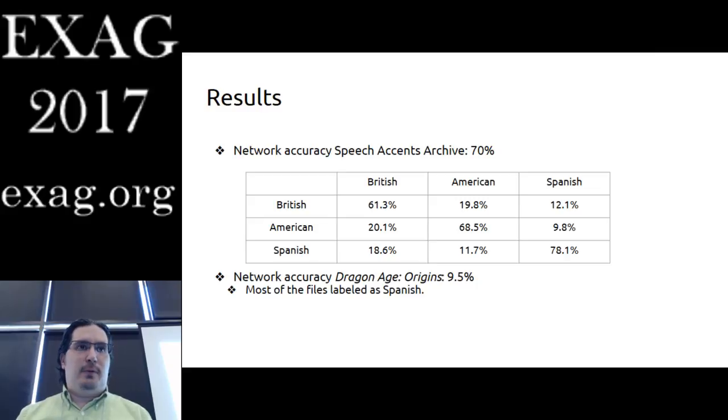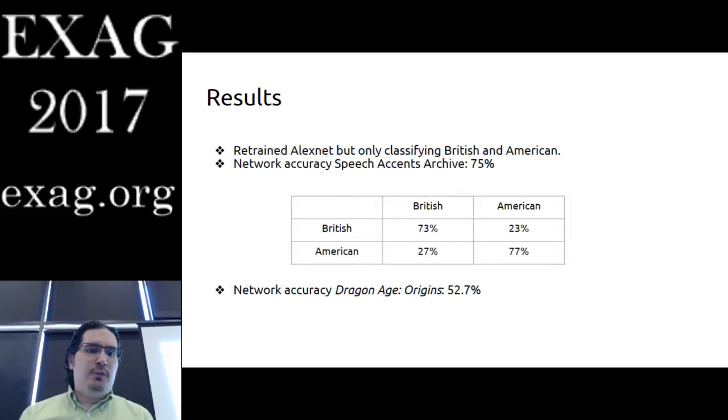Instead of training it for 3 accents, British, American, Spanish, and since we didn't have any Spanish in Dragon Age, and that was the one that was giving us the most problems, we decided to take it out and just focus on American and British. So we retrained the network, but now only classifying British and American. The network accuracy with the archive was now 75%, which is an improvement, but consider also that the majority class, the random classifier, would also increase to 50%, because now we only have 2.